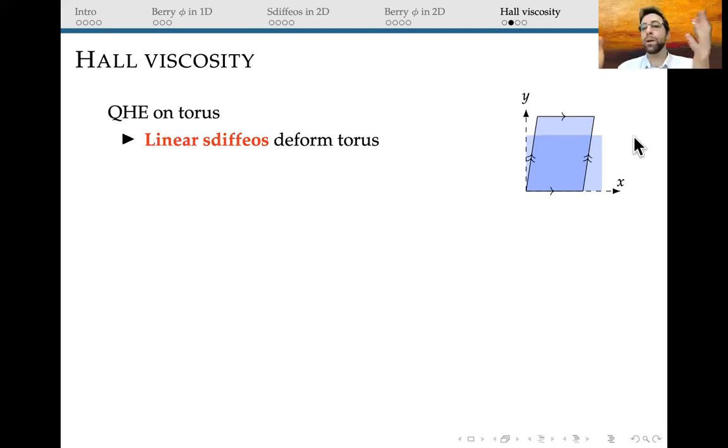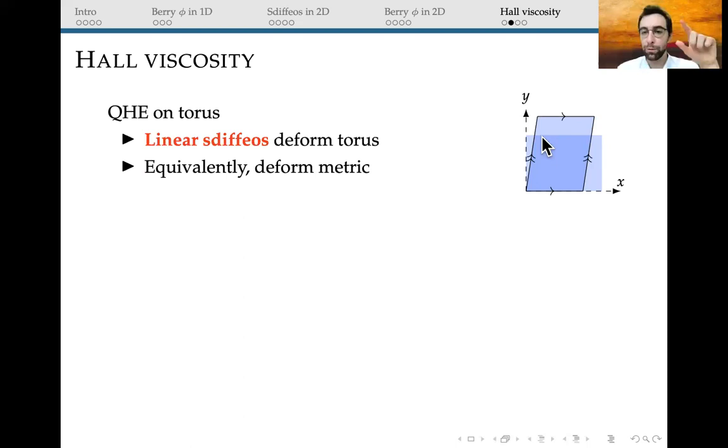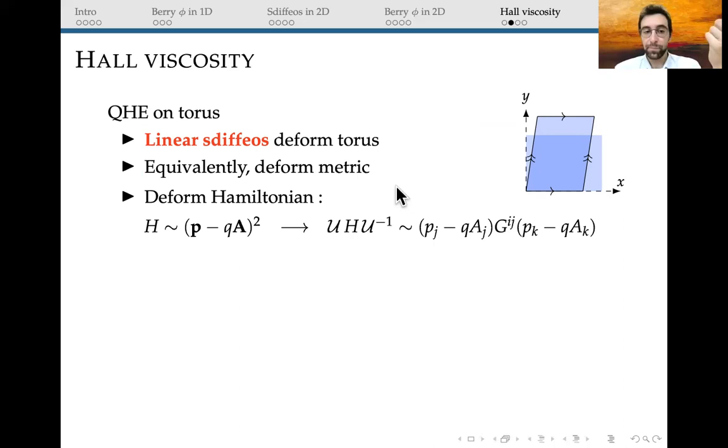Now, there's an alternative perspective, an active versus passive point of view, where you're not actually deforming the torus. It remains the same rectangle as before, but you're deforming the metric. And if you deform the metric, of course, you're going to deform the Hamiltonian. In fact, you're deforming the kinetic term of the Hamiltonian. Indeed, if your Hamiltonian was the usual Landau Hamiltonian, P minus A squared, then it turns out that the deformed Hamiltonian takes the form written here, again involving this non-Euclidean metric due to this linear diffeo that has deformed the plane.